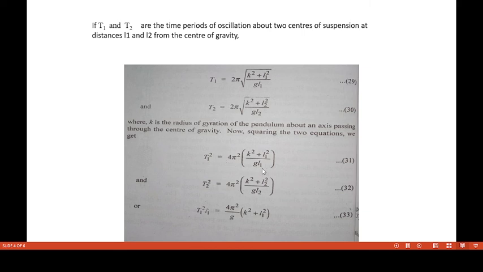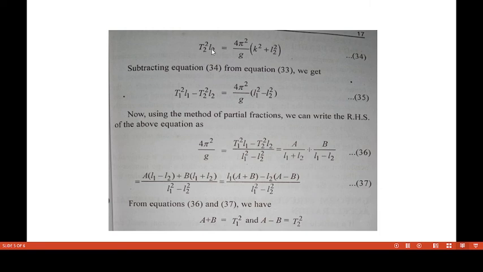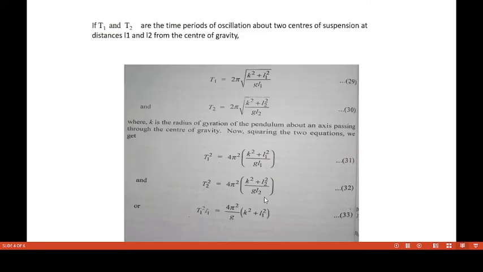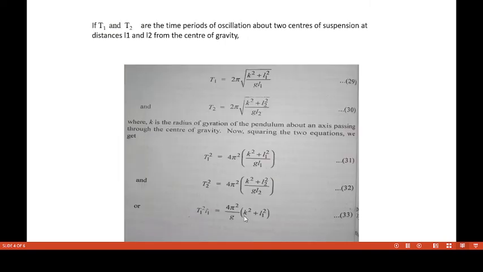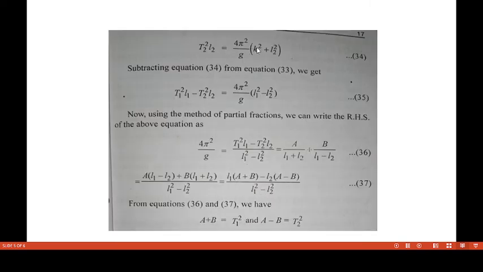Now T1 square, L1 is taken to this side, so T1 square L1 becomes this value, 4 pi square upon G times K square plus L1 square. Again similarly T2 square into L2 can be written as 4 pi square times K square plus L2 square upon G. So subtracting the two equations, left hand side becomes T1 square L1 minus T2 square L2. Right hand side becomes 4 pi square upon G times L1 square minus L2 square. On subtracting, the value K will be cancelled because K is common in both the equations. After subtracting, we will get this value.